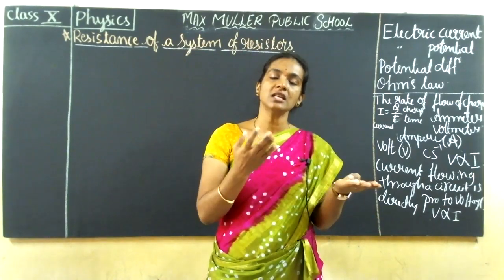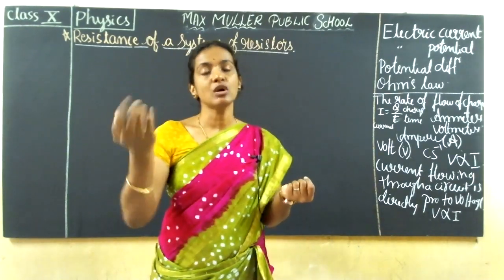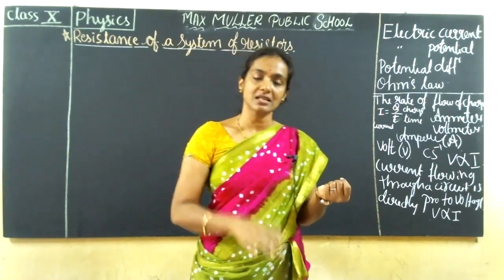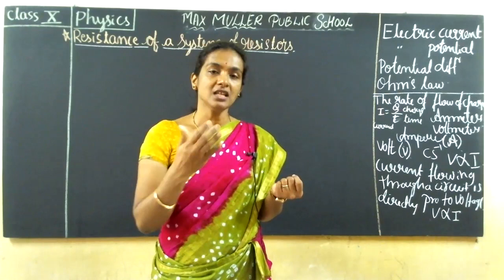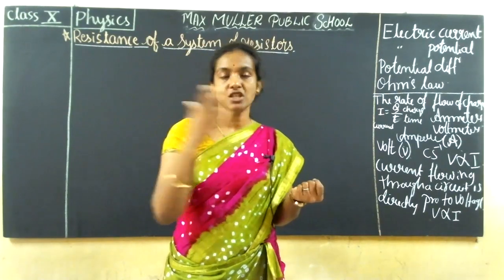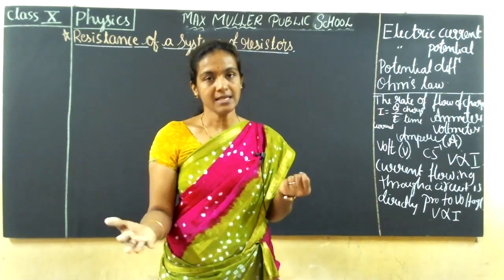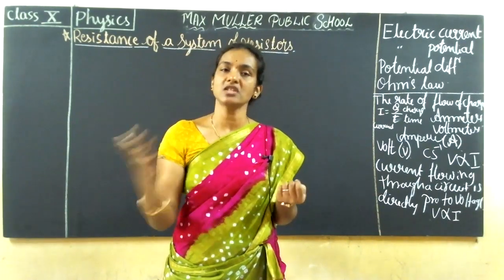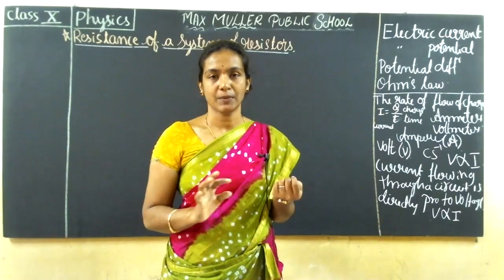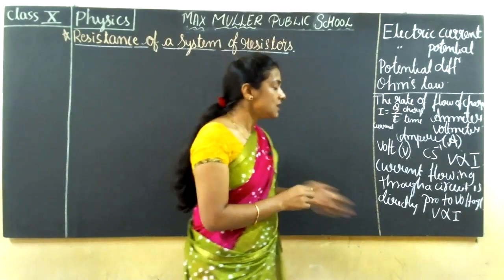If voltage increases, current also increases. If voltage decreases, current also decreases. Clear? It means if there is no potential difference, there is no current. Current does not exist without potential difference. So it is taken like this.